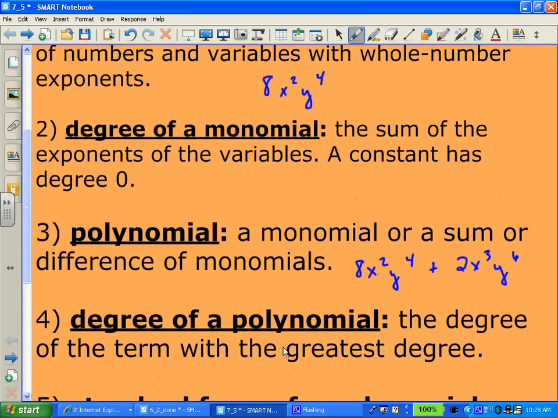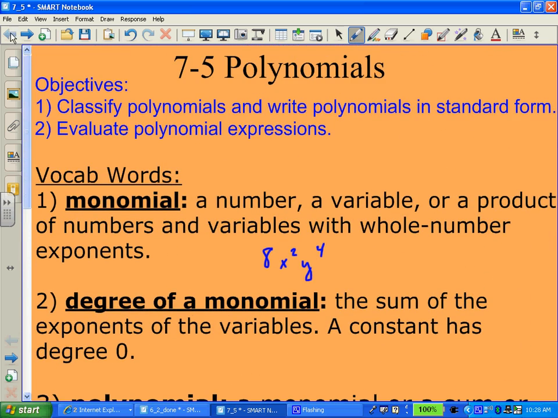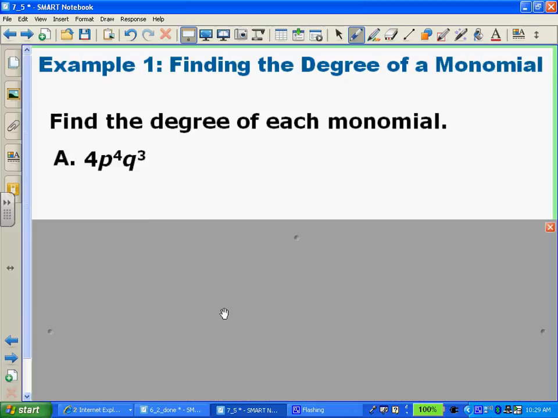Okay, so lots of vocab words associated with polynomials. Let's start first of all with how we find the degree of just a monomial. Now, it said in the vocab words that when we have a constant, it has a degree of 0. So if I'm looking at this one, we have a degree of 0, a degree of 4 here because we've got p to the fourth, and a degree of 3 here, q to the third. So the degree of this monomial is 7: 0 plus 4 plus 3.